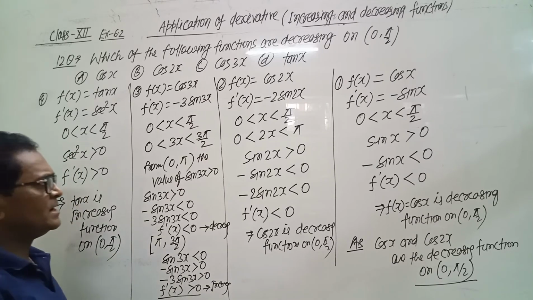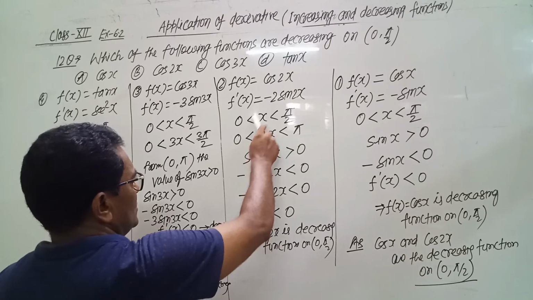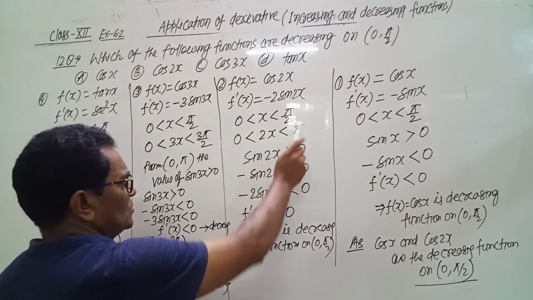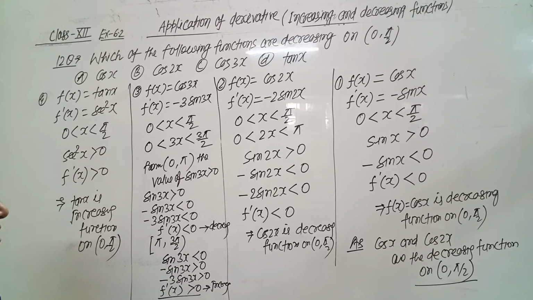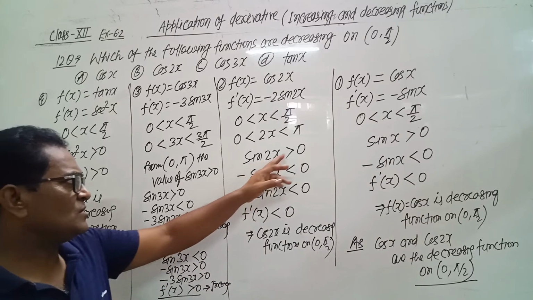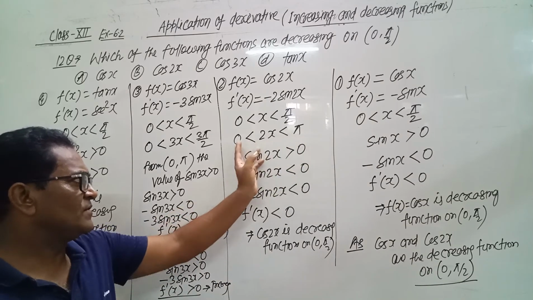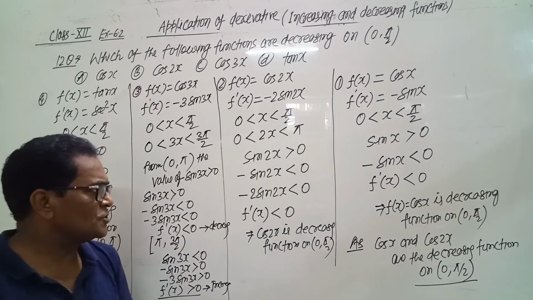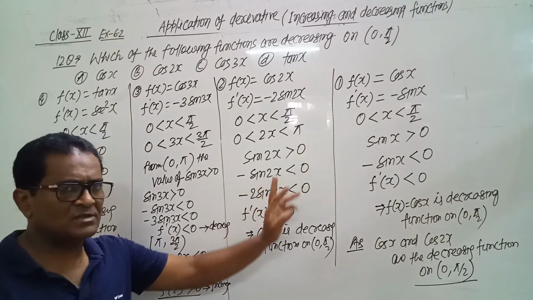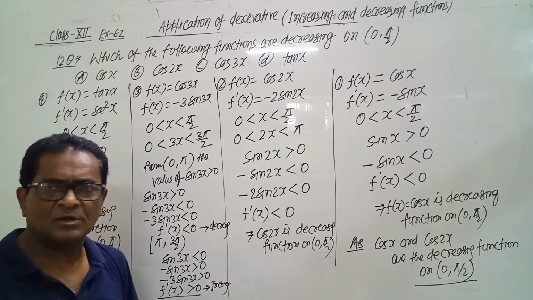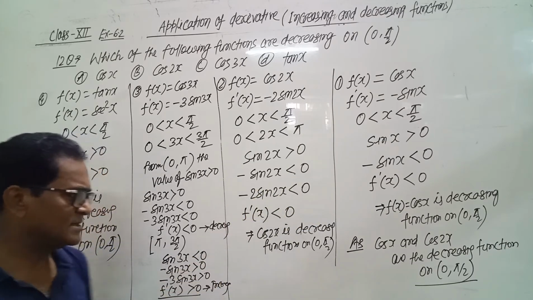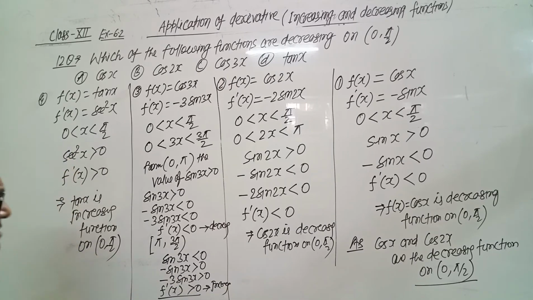Second part, f x equals cos 2x, then f dash x comes to be minus 2 sin 2x, and x lies from 0 to pi by 2, then 2x lies from 0 to pi, multiplying each term by 2. The value of sin 2x is greater than 0 because in the first and second quadrant sin x is positive, and minus sin 2x would become less than 0, minus 2 sin 2x will also be less than 0, then f dash x is less than 0, it means a decreasing function.